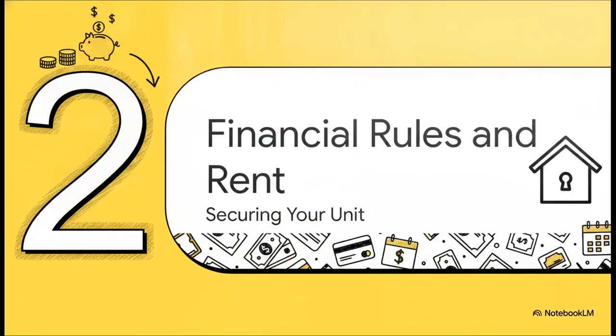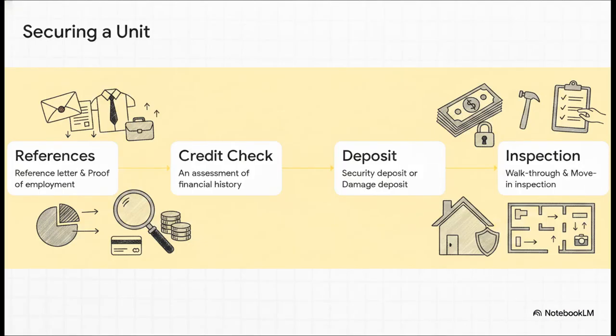Moving on to Section 2, Financial Rules and Rent, Securing Your Unit. Getting the keys is actually a pretty strict legal sequence because landlords need to mitigate their risk. First up, they check your reliability with a reference letter and proof of employment. Next is the credit check, which is a hard look at your financial history. Once you clear that, you hit Step 3, handing over a security or damage deposit. This is a legally capped amount of money held in trust just in case you damage the unit.